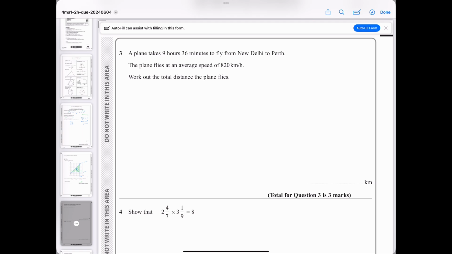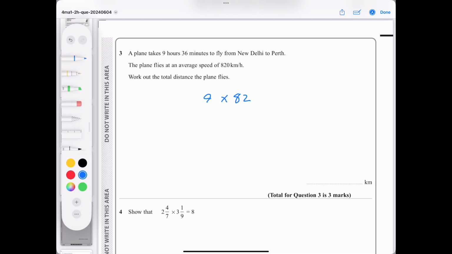Right, the plane flies at an average speed of 820 kilometers per hour. Work out the distance the plane flies. Because it's average, sometimes it'll be more, sometimes less, but essentially we'll do 9 times 820, and then 36 over 60 times 820. We could do that in one fell swoop, but I am tired. So 9 times 820 equals 7380. And then we go 36 over 60, which is 6 over 10.